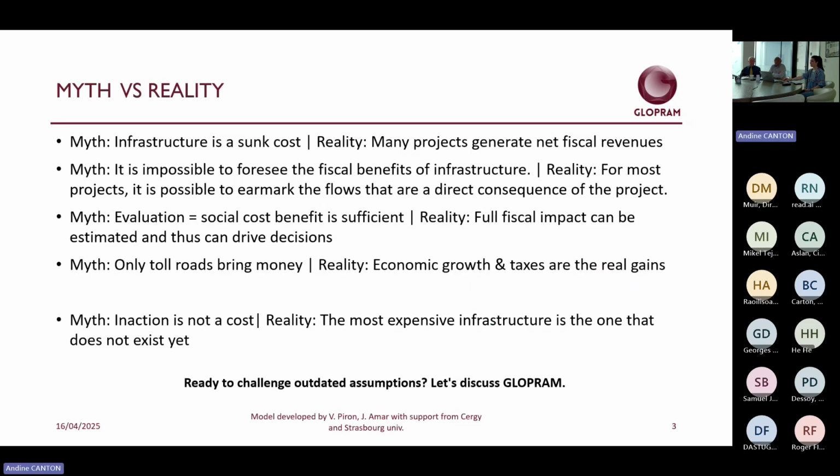So now, what is true, what is not true in this infrastructure environment. Myth: infrastructure is a sunk cost. In reality, many projects generate net fiscal revenues. I shall come back afterwards to the word net. Another myth: it is impossible to foresee the fiscal benefits of infrastructure. In reality, for most projects, it is possible to earmark the flows that are direct consequences of the project.